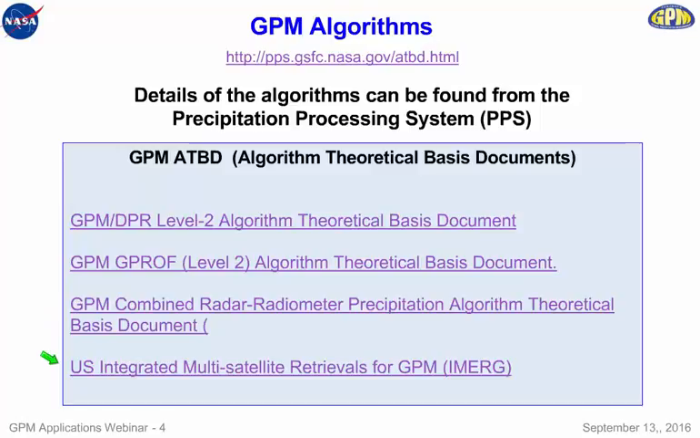And then there is the US Integrated Multi-satellite Retrievals for GPM, or IMERG. So these 4 algorithms are developed. The combined algorithm and GPROF all get used in IMERG. In addition, all the constellation radiometers and sounders are also used in IMERG.